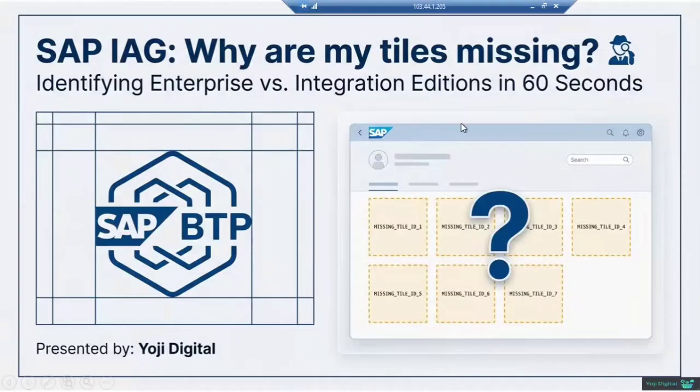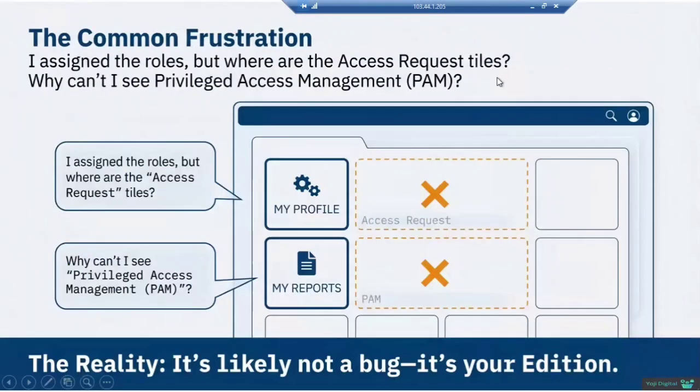Some tiles are missing in his IAG dashboard. So what tiles are missing? Whenever you miss any tiles on the launchpad, on your IAG access or whatever it is, usually we feel there is some access issue, that some roles are missing from my profile. But actually that is not an issue. He faced the issue: I assigned the roles, but where are the access request tiles and where are the PAM related tiles? Both tiles are missing.